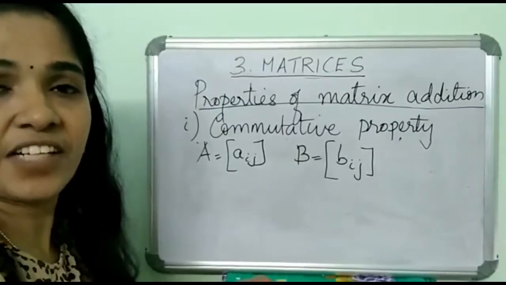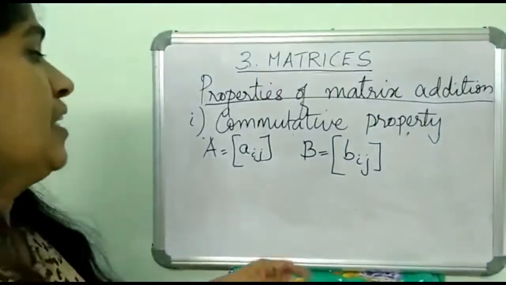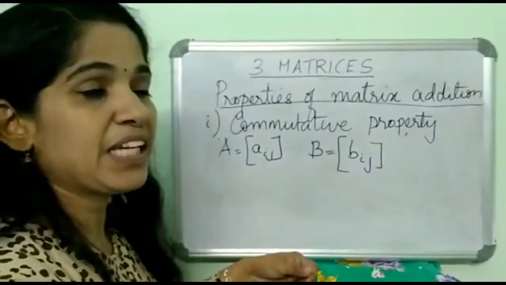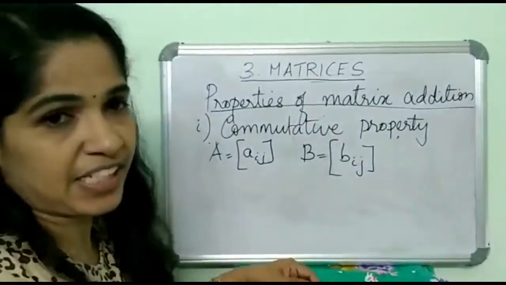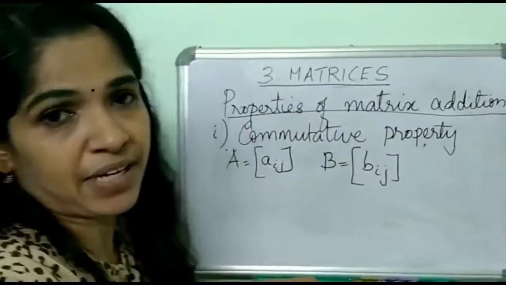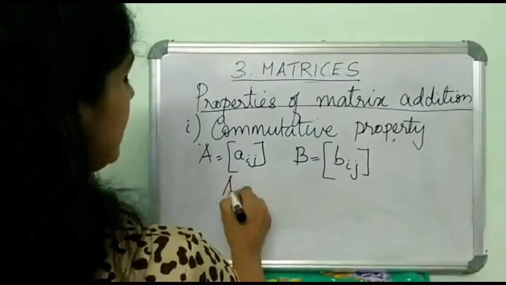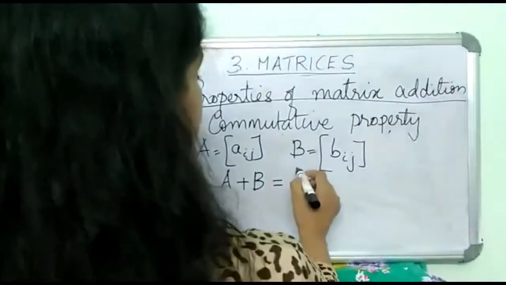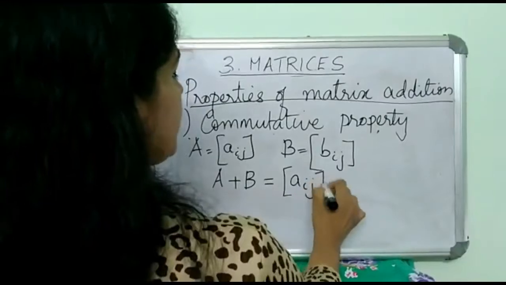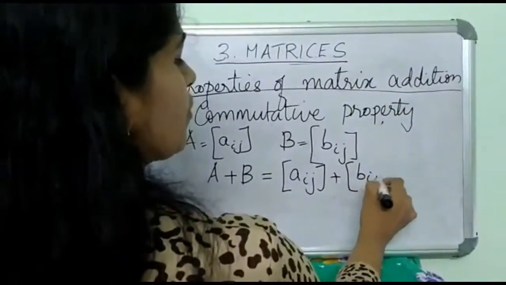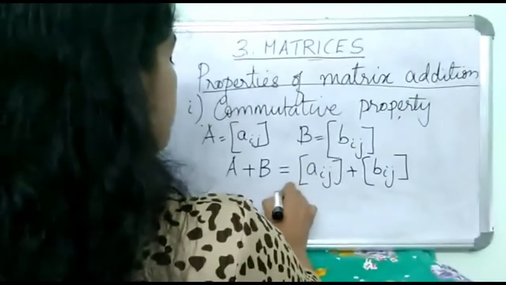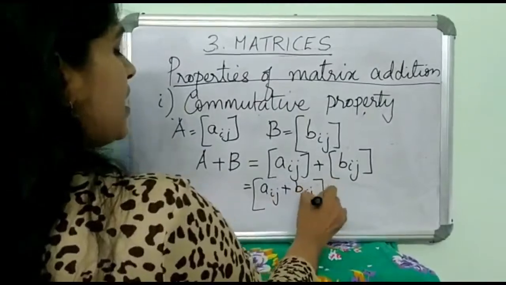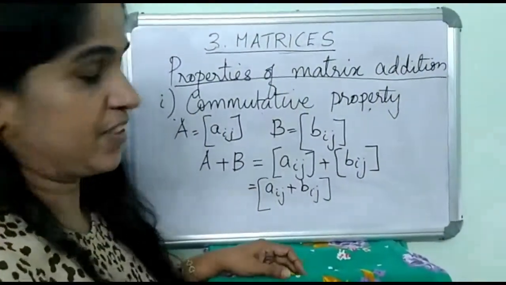So, let's deal with the first property, which is the commutative property. Let us have 2 matrices. Matrix A equals Aij, matrix B equals Bij. Both should be of the same order. Let us consider it as of order m by n. So, when you add A and B, A plus B equals, how will you add? When you are adding these two matrices, you will add each of the corresponding entries. That means you will be adding Aij and Bij of the two matrices.